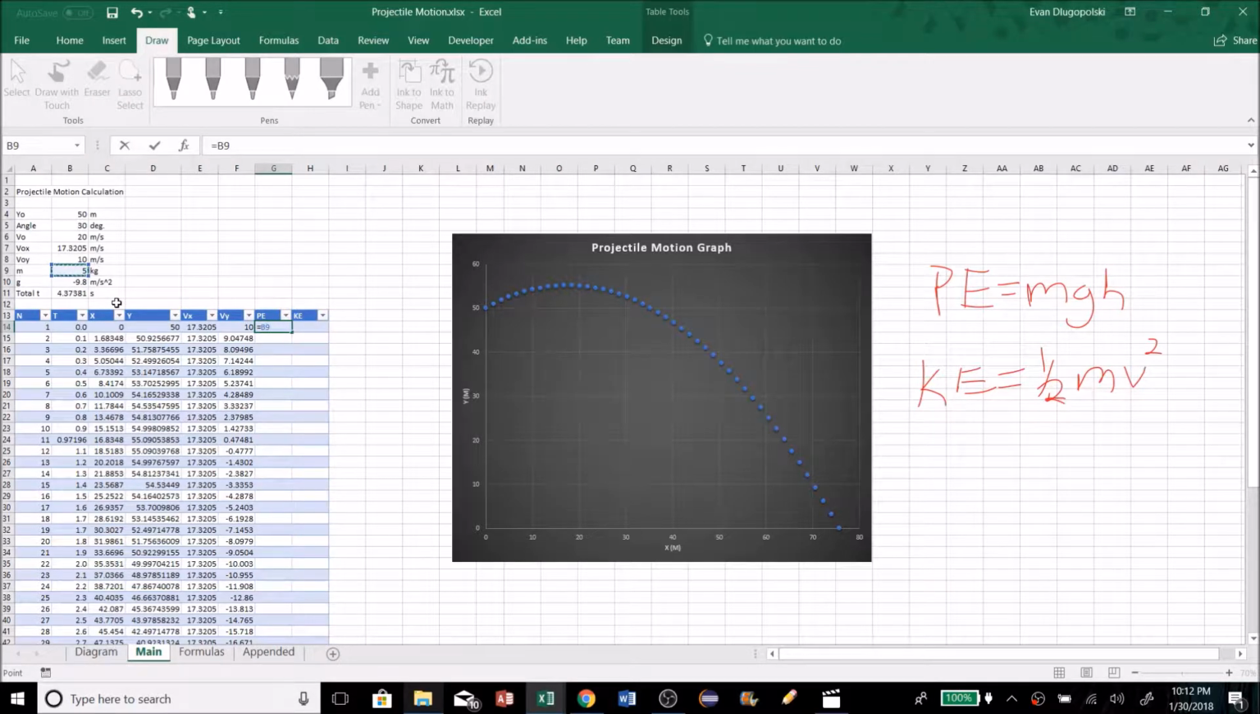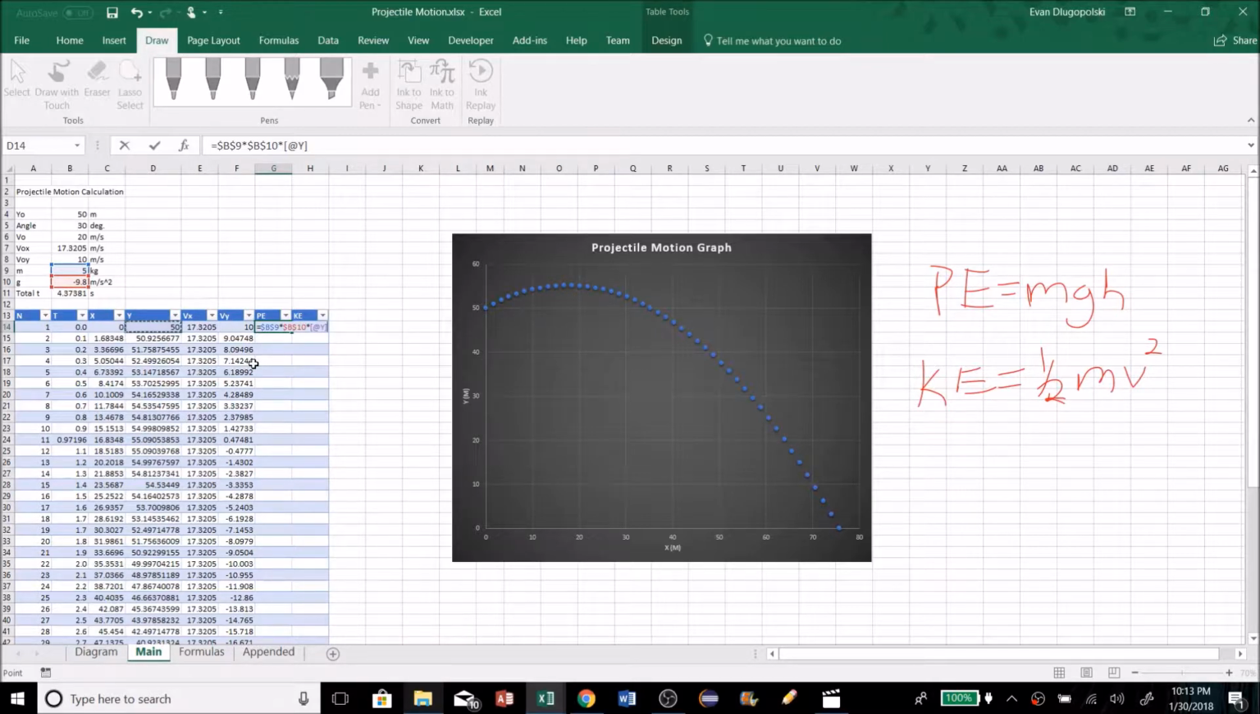So we take our 5 kilogram mass, lock that, times our gravity, lock that, times our height, and our height is going to be our y value. So the distance our ball is from the ground is going to allow us to calculate the potential energy that's in that ball at any given point through this flight path.